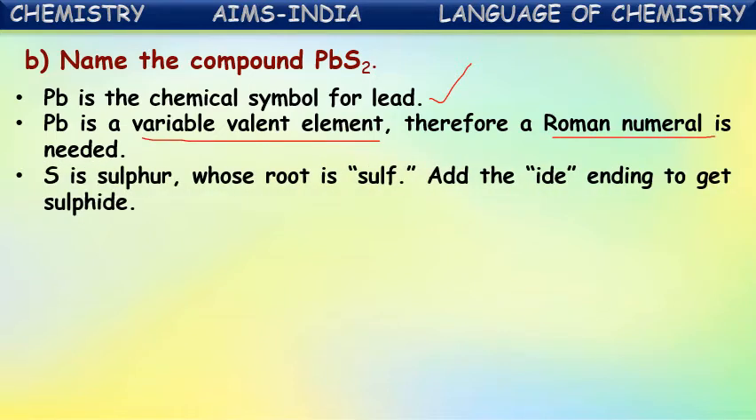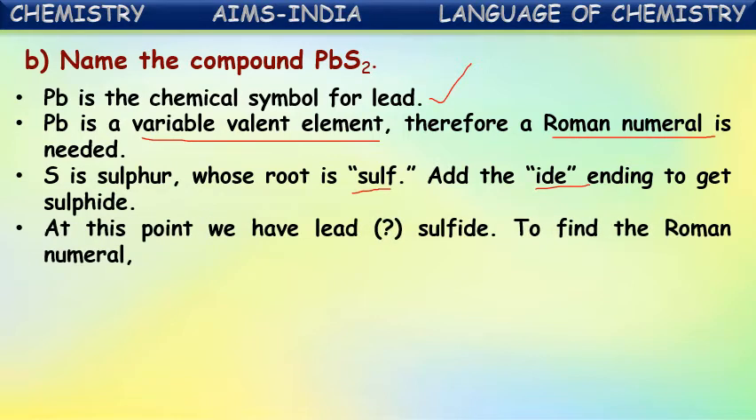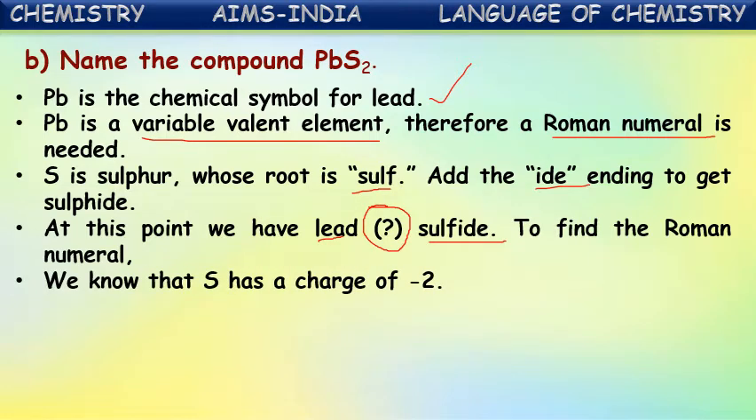And sulfur, whose root is sulf, is an anion, so we have to add ide. So it is sulfide. It is clear that we have lead sulfide, but in the brackets we have to write the Roman numeral valency. How to find that? But we know that sulfur is -2, isn't it? If sulfur is -2, and already here we have a 2, isn't it?